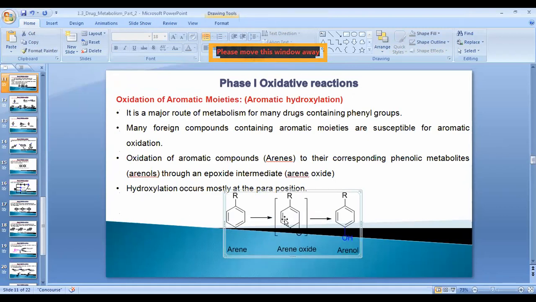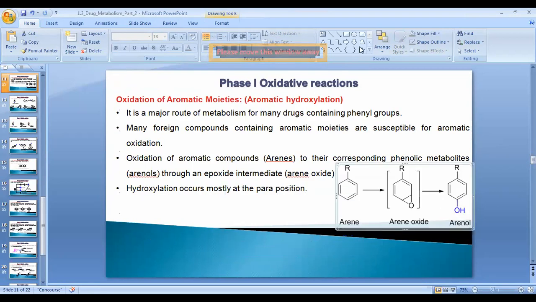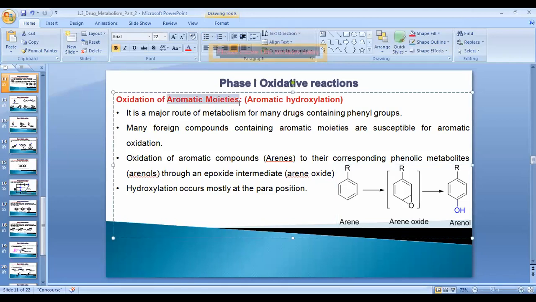Now, in phase 1 oxidation, what kinds of changes take place? First, oxidation of aromatic moieties. This type of process involves oxidation of aromatic drug molecules. This is a major route of metabolism for many drugs, because many drugs have arene rings in their molecule. Many foreign compounds containing aromatic rings are susceptible to aromatic substitution, because a large number of available drug molecules have an aromatic ring in their structure, and the metabolism of all those drug molecules occurs by oxidation of aromatic moieties.